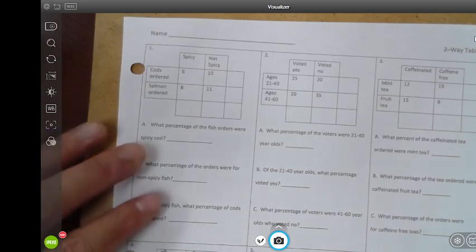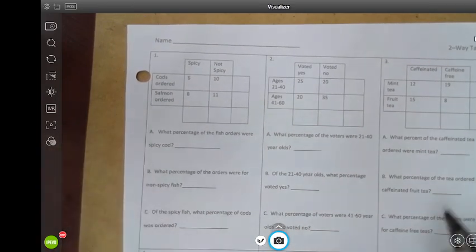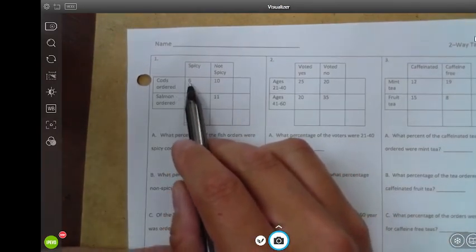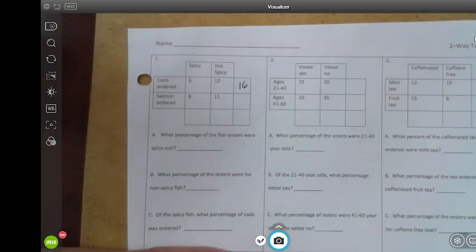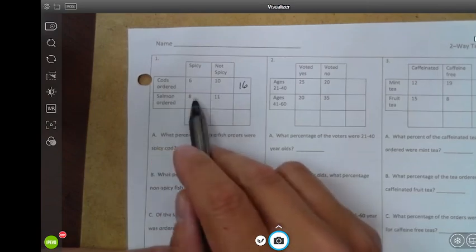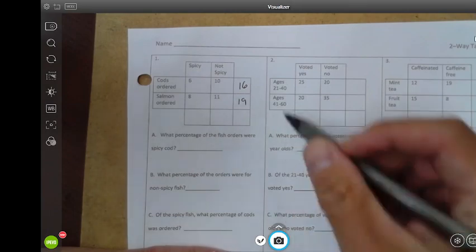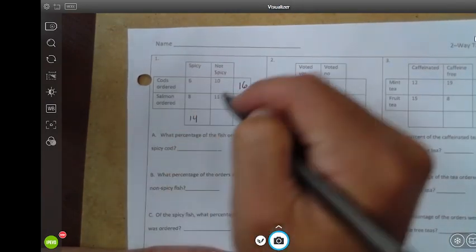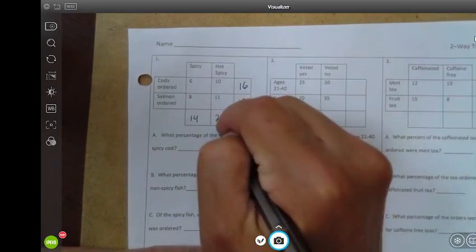All right, number one. Let's go ahead and first find the totals. Cods ordered, so there's 6 spicy cods, 10 not spicy cods. There are 16 cods ordered. Salmon's ordered, right? So 8 plus 11, that is 19. Spicy fish, 6 and 8. 6 plus 8 is 14. Not spicy fish, 10 plus 11. 10 plus 11 is 21.